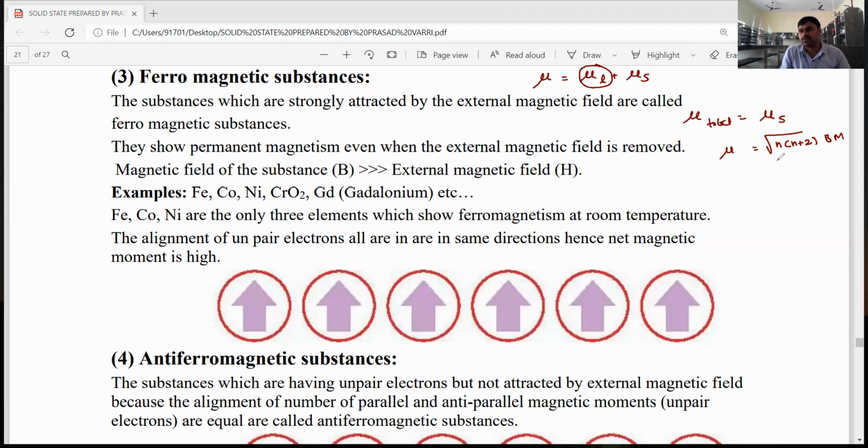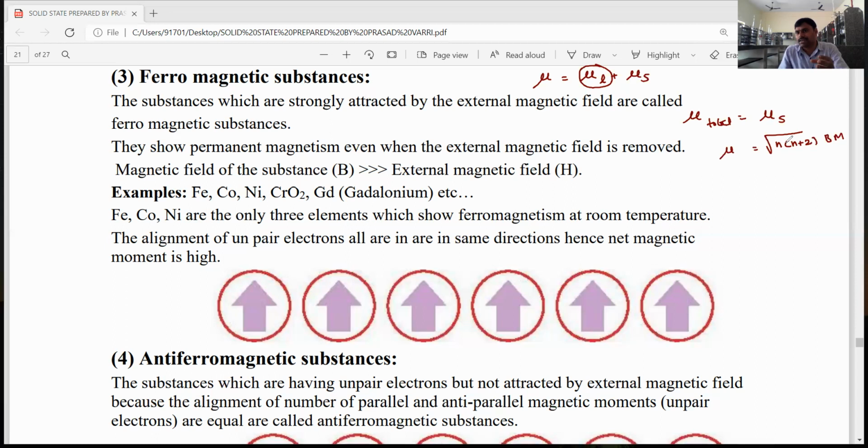Based on this magnetic moment or magnetic properties, substances are divided into 5 types. One is paramagnetic substance, the second is diamagnetic substance, and the third are ferro, antiferro, and ferrimagnetic substances. We have already discussed paramagnetic and diamagnetic substances.